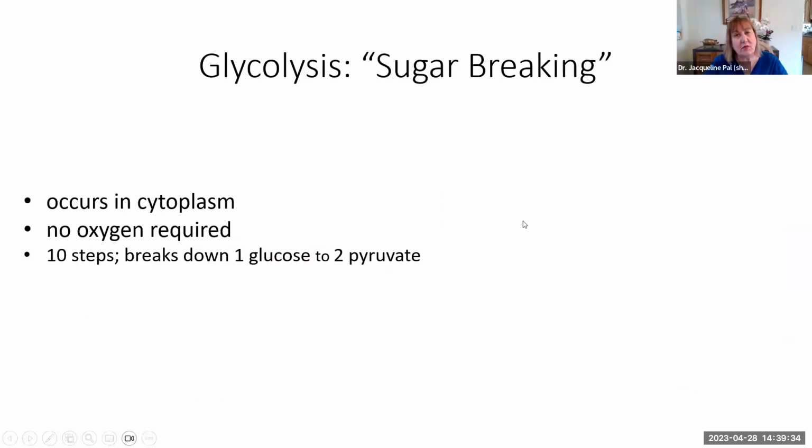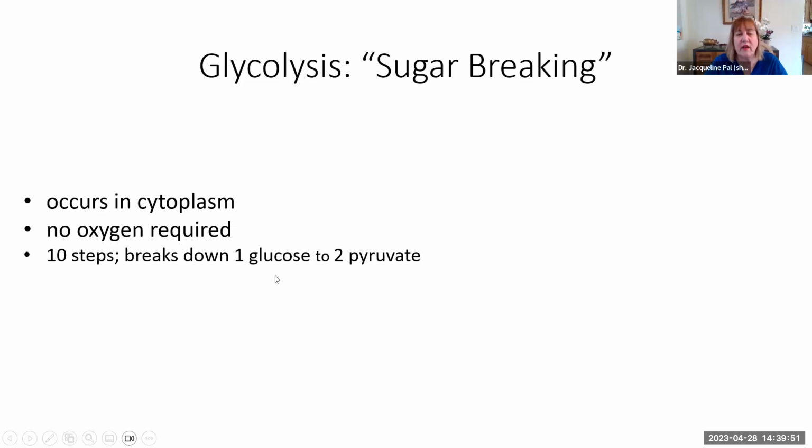So let's get started with step number 1, which is glycolysis. Glyco for glucose, sugar, and lysis for breaking. So no oxygen is required for this part. This part occurs in the cytoplasm. There's 10 steps. You don't have to know them.